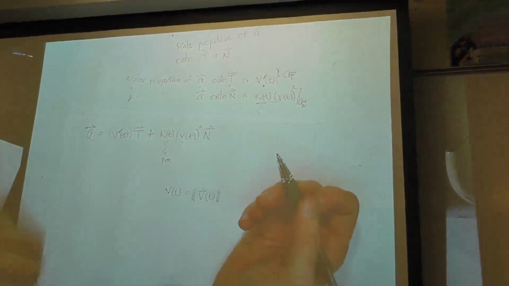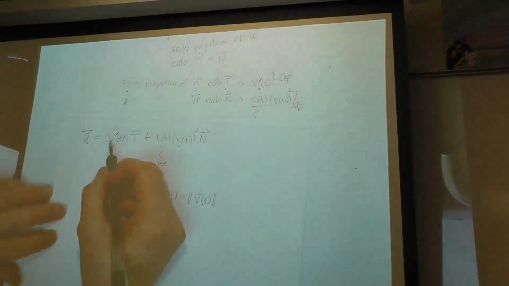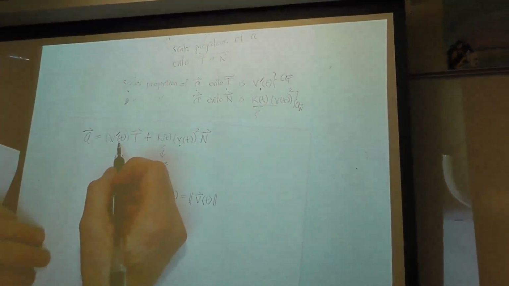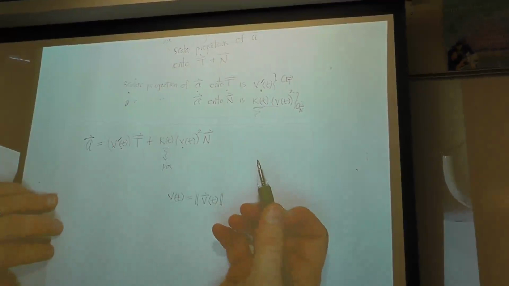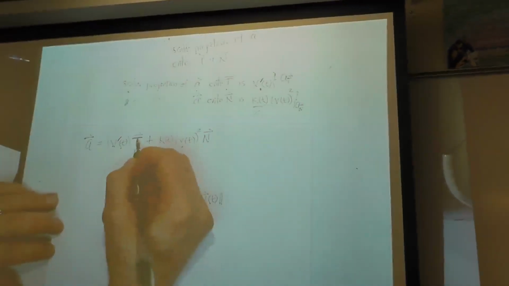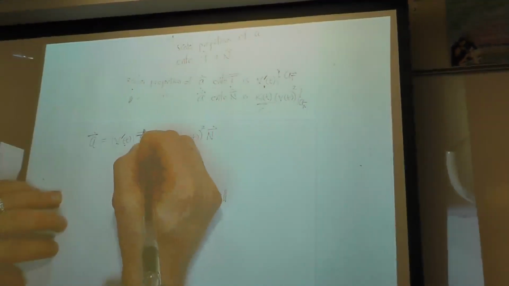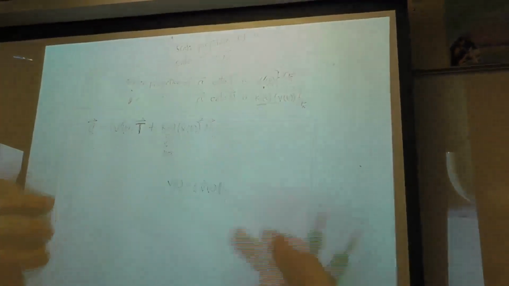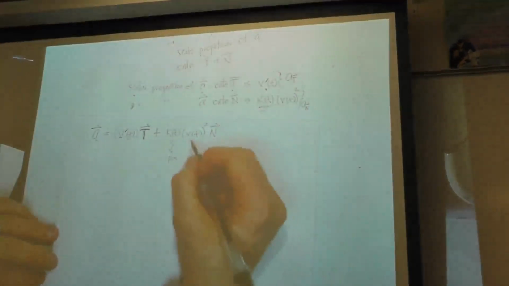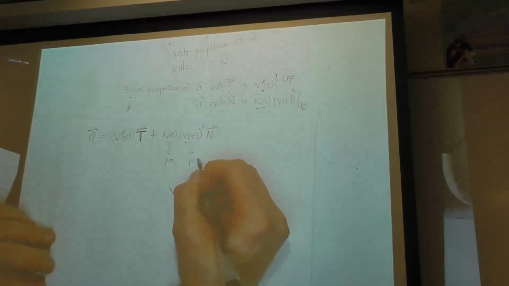Why is V prime of T multiplied by T? It's not multiplied, it's V prime of T, the scalar number that goes with the unit tangential. That's a vector, yeah. Okay. So this here is also positive.